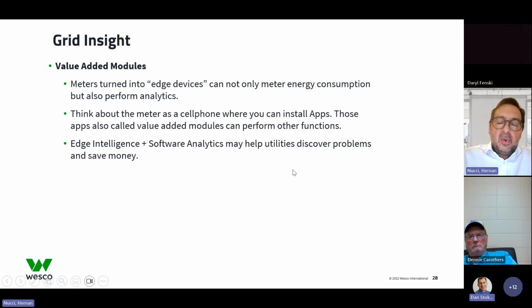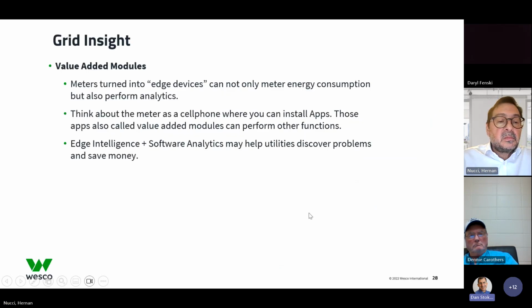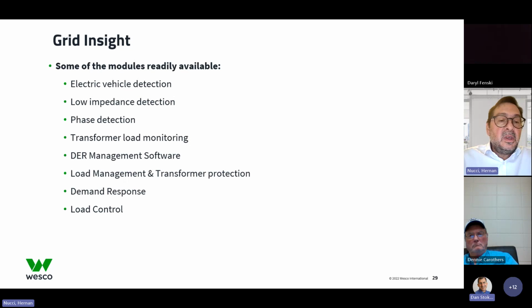When you have an AMI system that supports intelligent devices, where you can put different apps, you can do more things and you can get more data from the AMI system. That data, of course, will go to an MDM where you're going to do your analytics. Edge intelligence combined with software analytics may help utilities discover problems and save money. These are some of the modules that are already available.